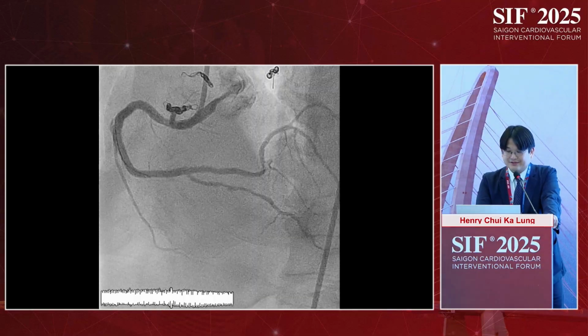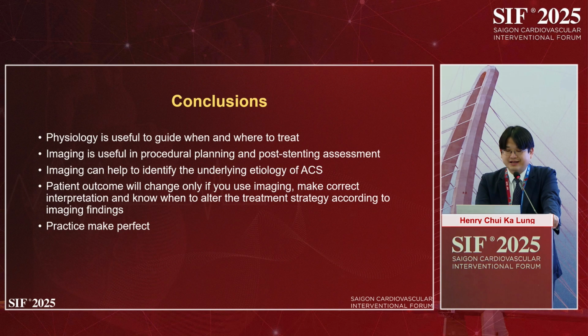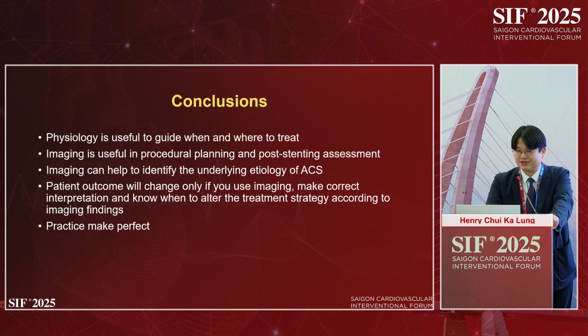Because of the time, I will jump to the conclusion. Physiology is useful to guide when and where to treat. Imaging is useful in procedure planning and also post-stenting assessment. Imaging can also help to identify some of the uncommon etiologies of ACS, and patient outcome will change only if you use imaging, make the correct interpretation, and know when to alter the treatment strategy according to the imaging findings. Practice makes perfect, and learning more from case sharing would also help. Thank you so much for your kind attention.